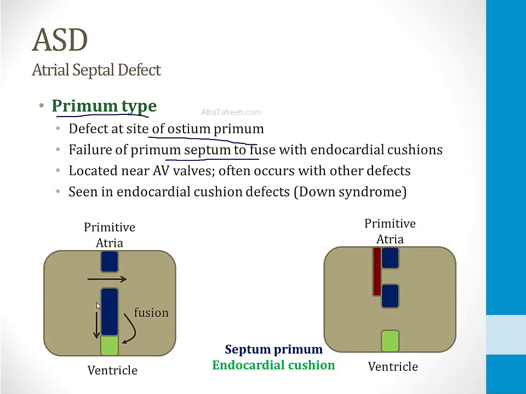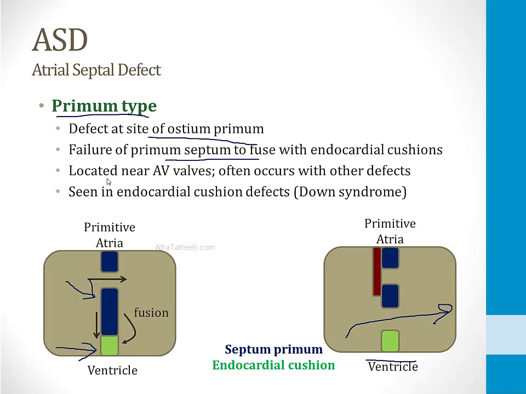If you look down at the bottom of the screen here, I've shown another cartoon from the video on cardiac embryology. And in that video, I discuss how the septum primum, shown in blue here, grows down towards the ventricle and fuses with the endocardial cushions indicated by this green square. If the septum primum does not grow down and fuse with the endocardial cushions, that will leave a pathway for blood from the right to left atrium, and that is a primum type of ASD. It will be found lower down in the atrial septum close to the ventricles and AV valves.